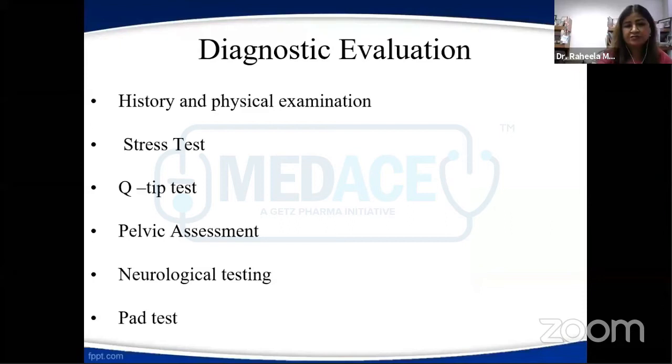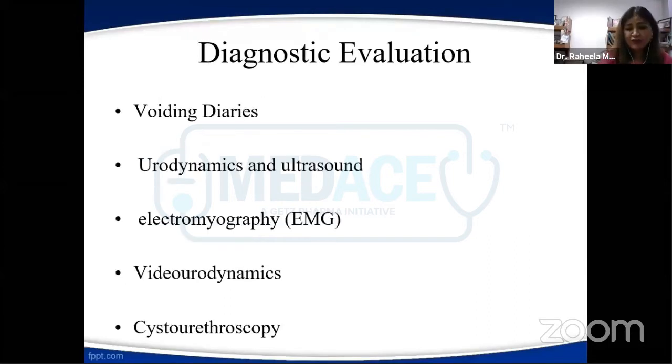All right, stress test, okay. Q-tip is mostly for research purposes. You do the pelvic assessment. Here, hardly anybody understands what the pelvic contraction is. Neurological testing, of course: somebody has to be neurologically competent to remember the voiding frequency, and orthopedically competent to make it to the toilet. If somebody is not mentally competent, or has severe orthopedic issues, then that's not our patient. We do the pad test only for my research purposes. Voiding diaries, of course, give a clue in both stress incontinence and OAB.